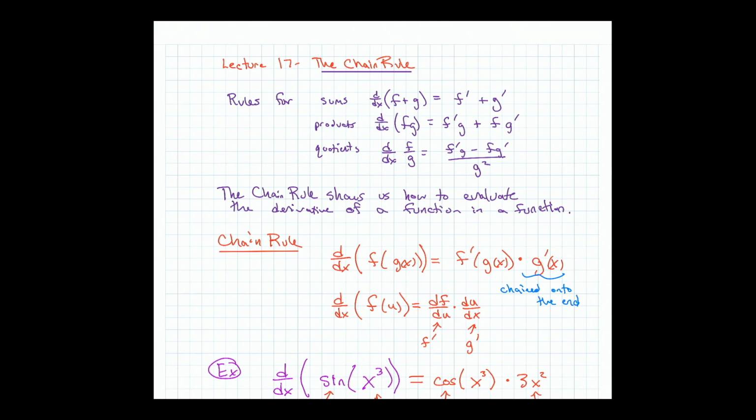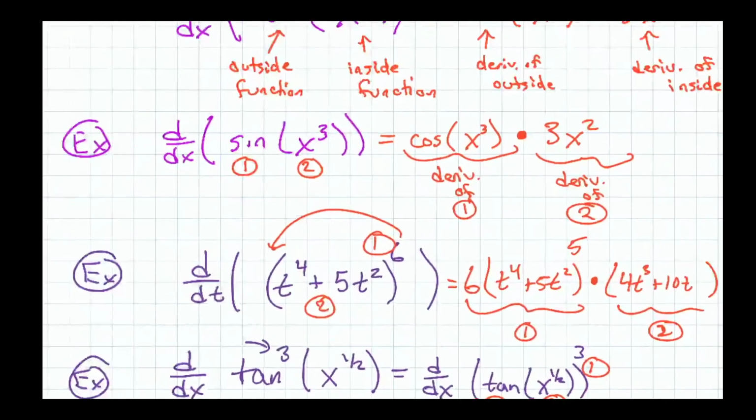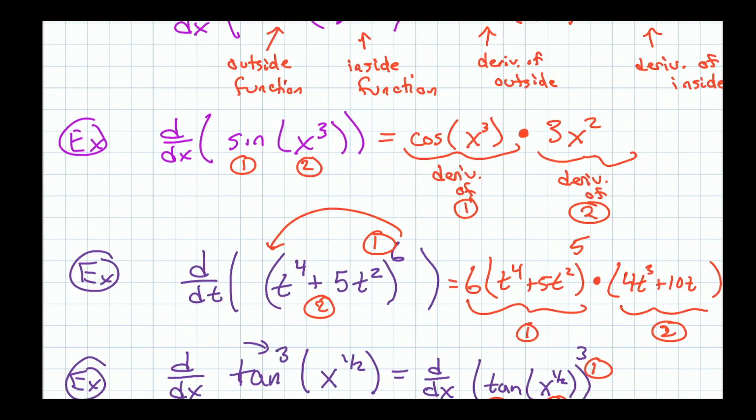Initially it's confusing, but I think people get this right away. You probably want to stick to this kind of numbering thing that I did here if you're having trouble with it, because that really does seem to help people. Just identify the outside and the inside functions, okay? And work through the examples.